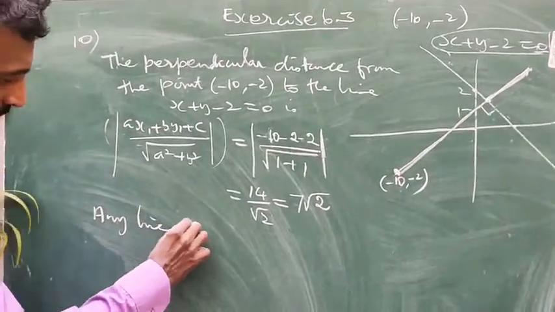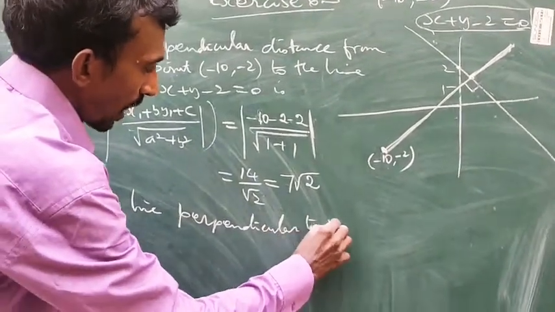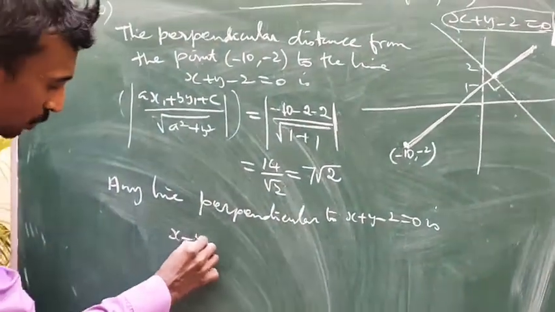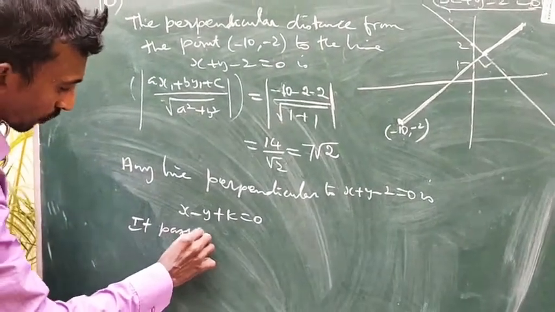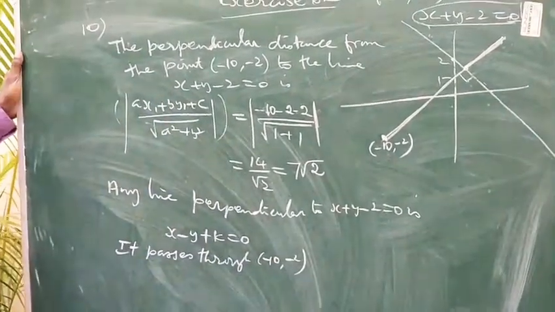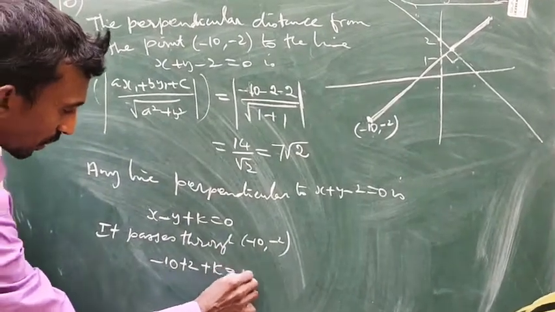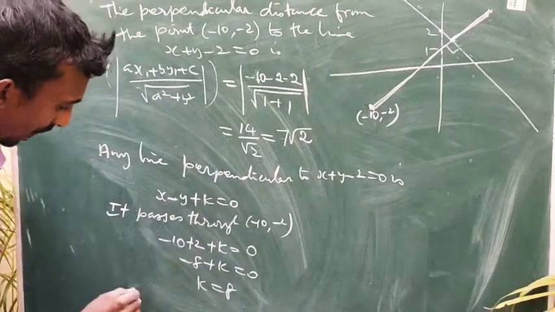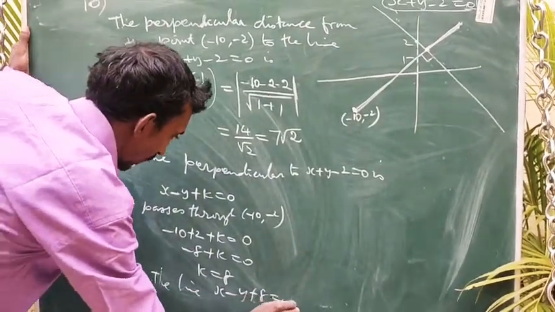Any line perpendicular to x plus y minus 2 equal to 0 is x minus y plus k equal to 0. It passes through (minus 10, minus 2). So put x equal to minus 10 and y equal to minus 2: minus 10 plus 2 plus k equal to 0. So minus 8 plus k equal to 0, so k equal to 8. Therefore the line is x minus y plus 8 equal to 0.